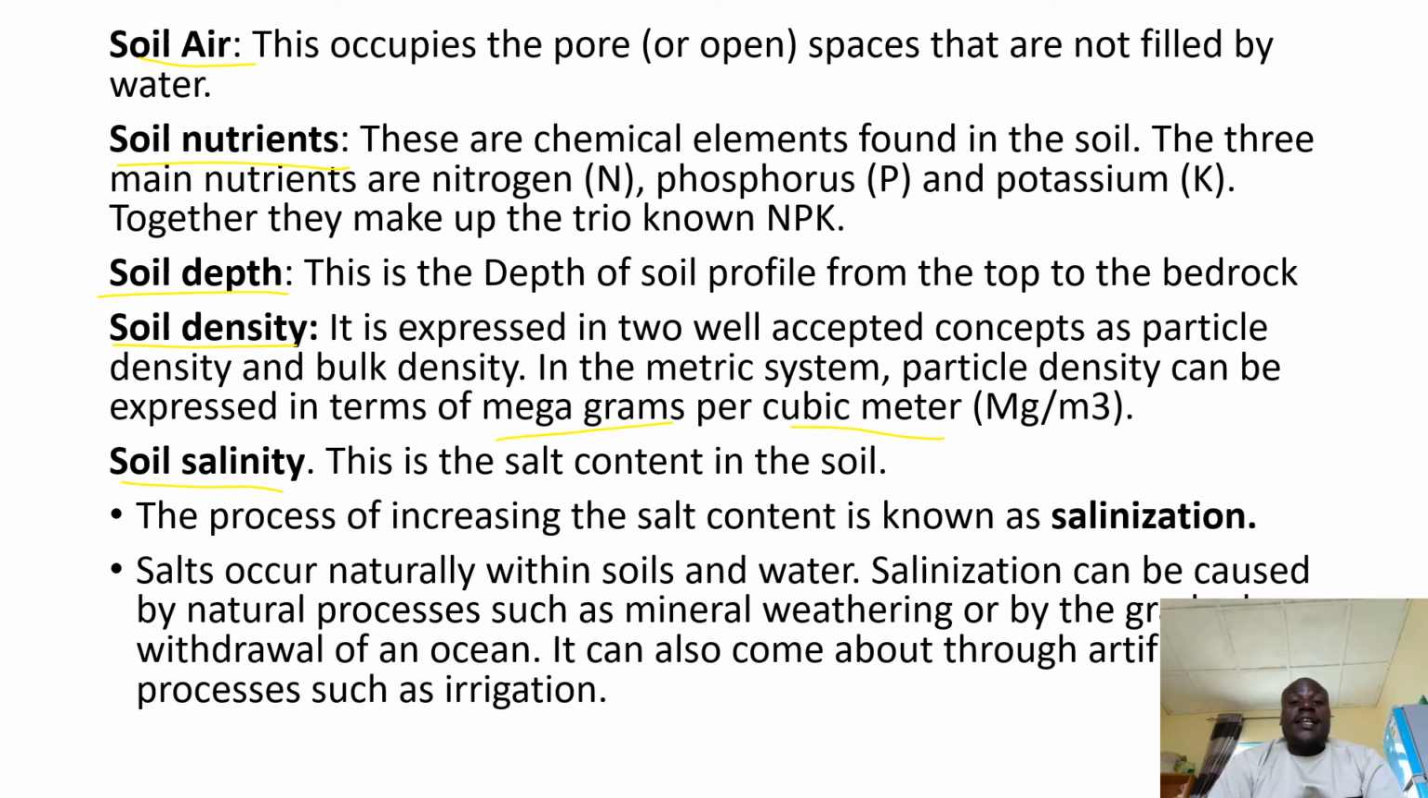And this may occur naturally in soil, or it can be caused by natural processes, for example, mineralization, and it can also be caused by gradual withdrawal of an ocean. Oceans and seas are marine water bodies, so they can have an effect on salinization of soils near them, or it can be increased through artificial processes like irrigation. Thank you.